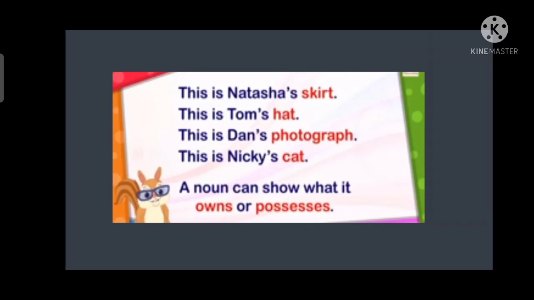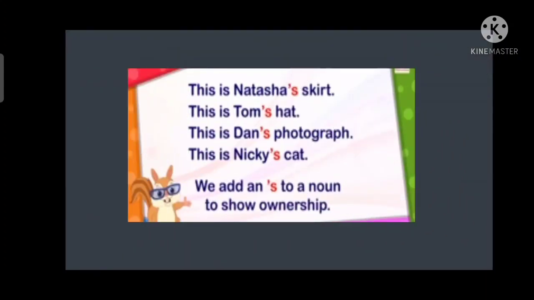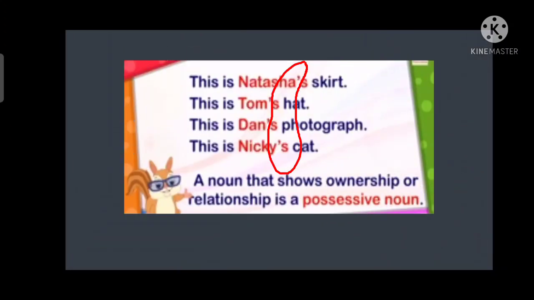A noun can show what it owns or possesses. Here the nouns are Natasha, Tom, Dan, Nikki, and apostrophe s is used to show possession. We add an apostrophe s to a noun to show ownership. A noun that shows ownership or relationship is a possessive noun.